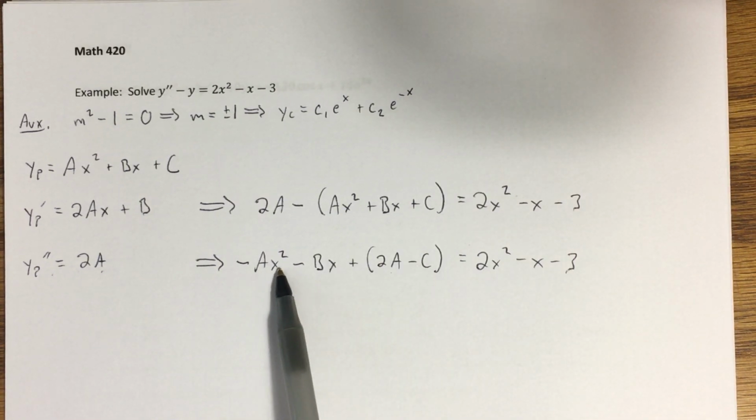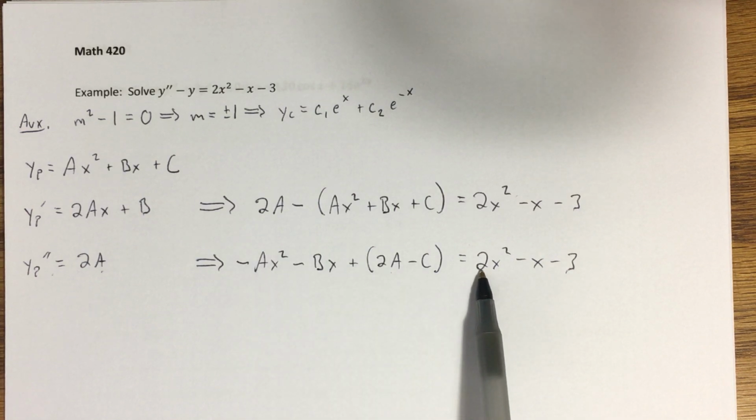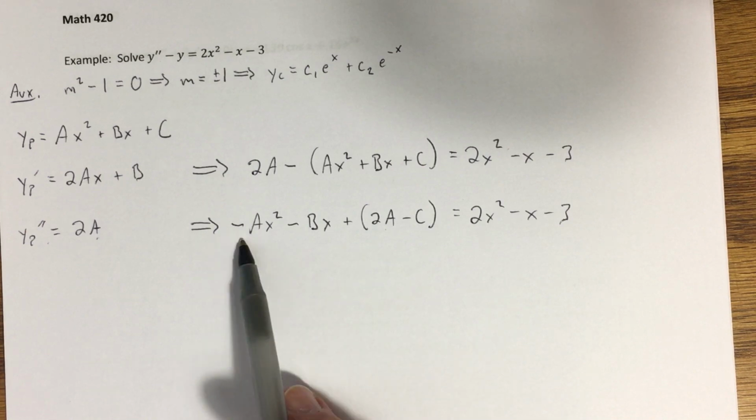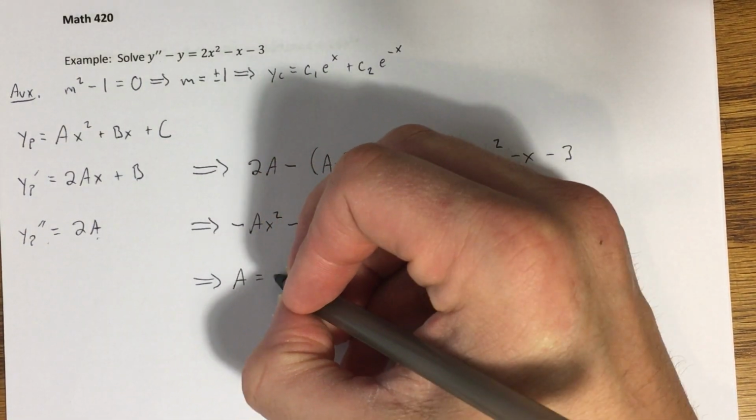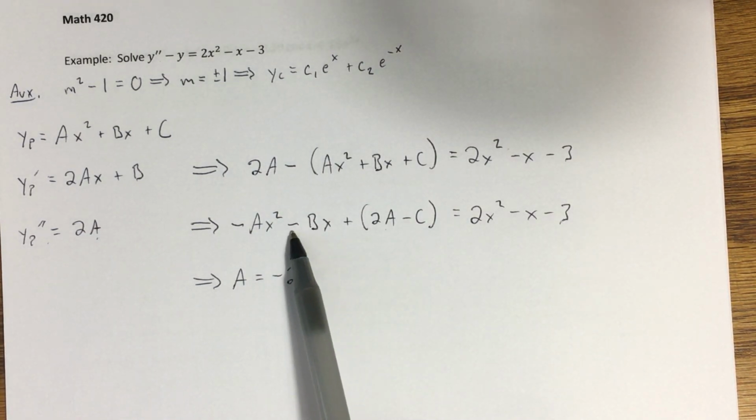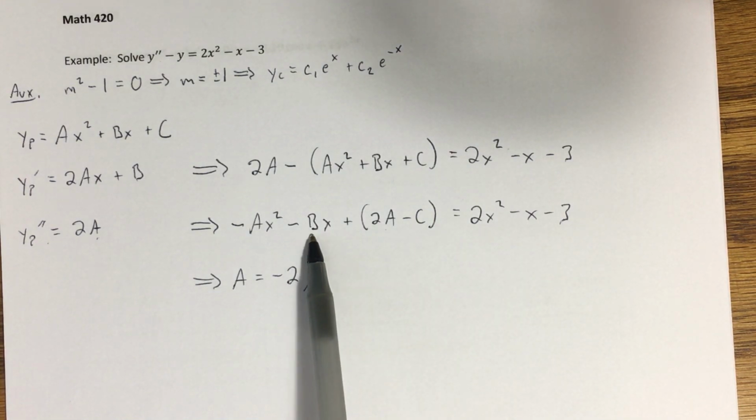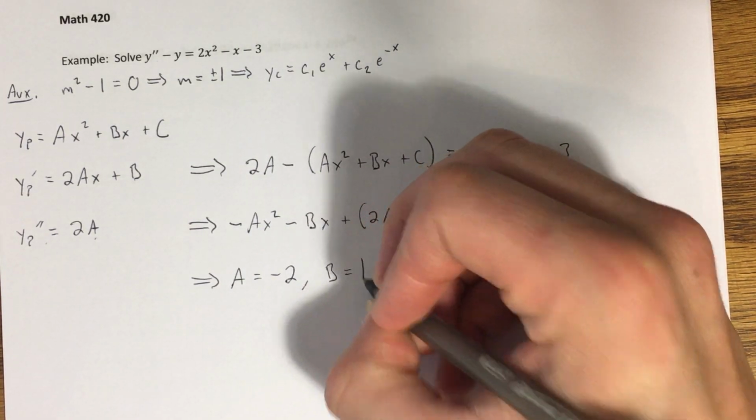Look at the coefficient on my x squared term, negative a. Negative a should be equal to the leading coefficient on this right-hand side if this is to be an identity. So negative a equals 2, which implies that a equals negative 2. Okay? Similarly, negative b equals negative 1. That's the coefficient on this x term, comparing that to the coefficient on this x term. That means b is just going to equal 1.